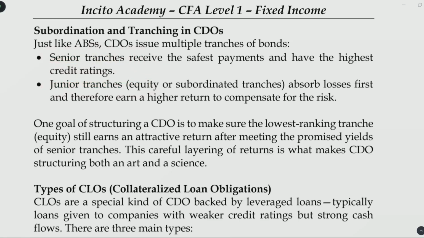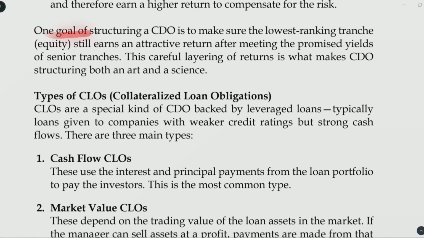You have already understood what senior tranches and junior tranches are. Senior tranches receive the safest payments and have the highest credit ratings. Junior tranches, which are also considered equity or subordinate tranches, absorb losses first and therefore earn a higher rate to compensate for the risk. One goal of structuring a CDO is to make sure the lowest ranking tranche, that is equity, still earns an attractive return after meeting the promised yields of senior tranches. This careful layering of return is what makes CDO structuring both an art and a science.